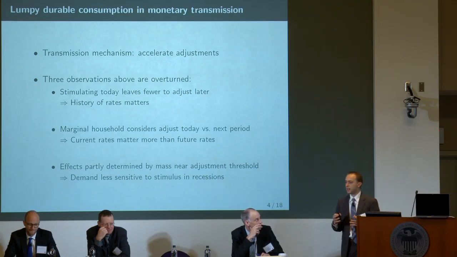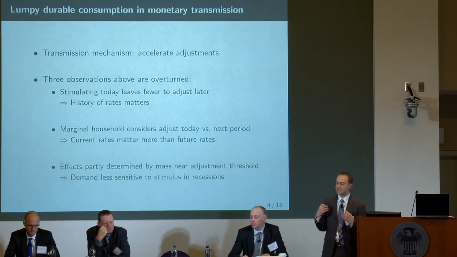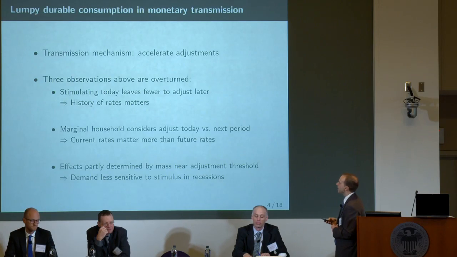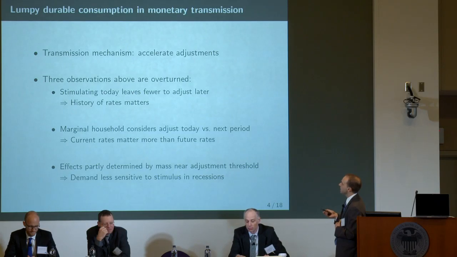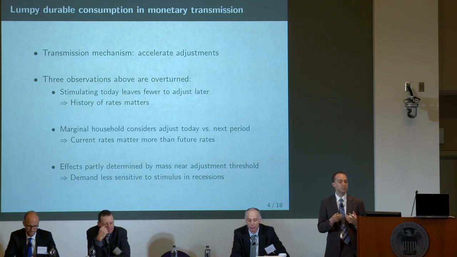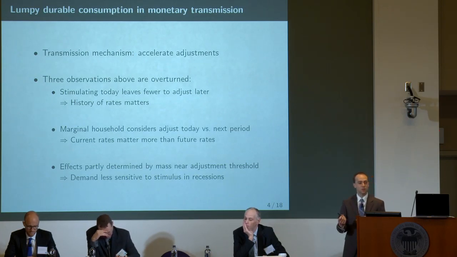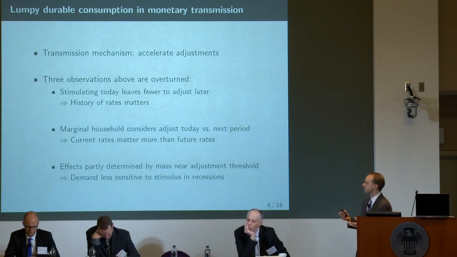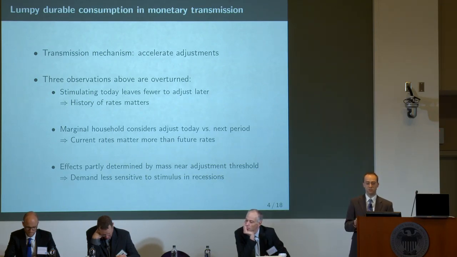So in our project, we emphasize a different form of the monetary transmission mechanism, which is that it accelerates adjustments. Okay? And the three observations from the simple model that I just mentioned are overturned. So here, stimulating today leaves fewer people to adjust next period, so the history of rates matters. The marginal household is sort of thinking about buying today versus tomorrow, so current rates stimulate more than future rates. And then the effects of policy depend on how many households are near the adjustment threshold, which I'll show you leads in the model to demand being less sensitive to interest rates in recessions.